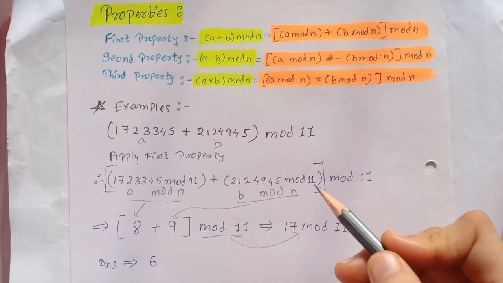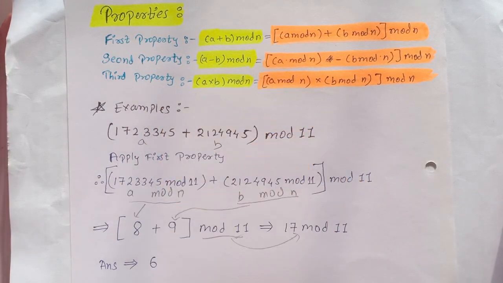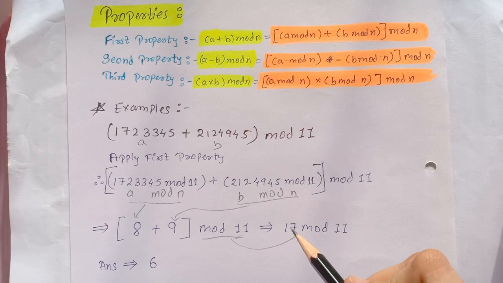So simply we can write the examples for the second and third property. I'll give you all of them as solve-by-yourself sums at the end of the video so that you can find them together.